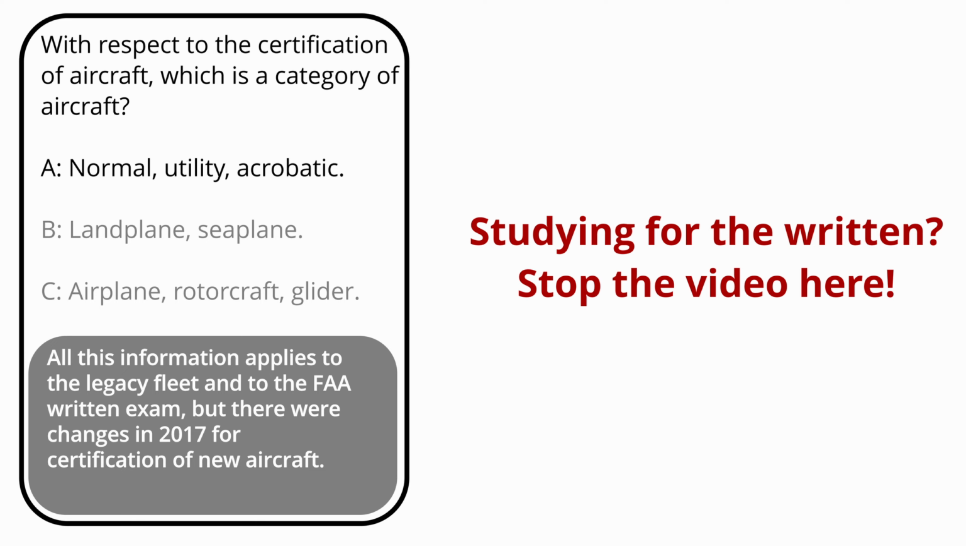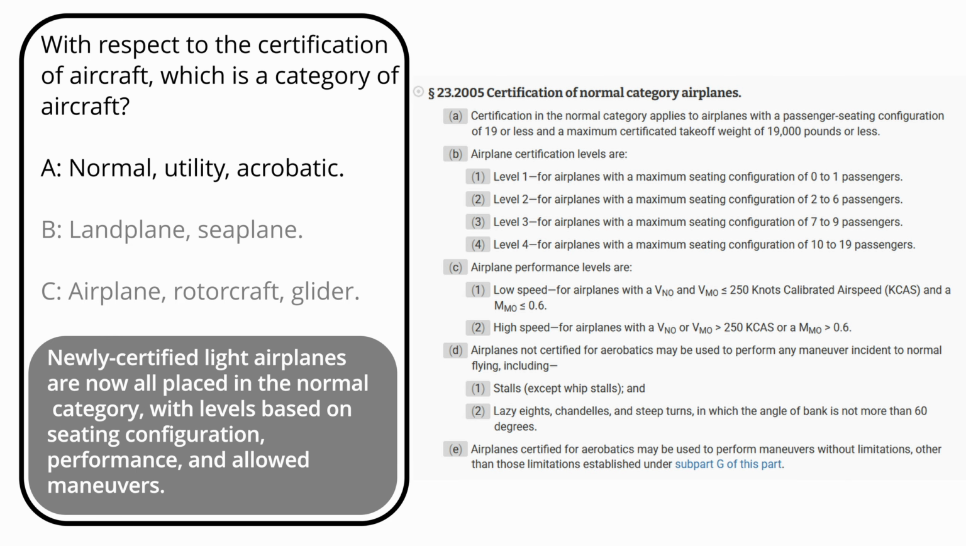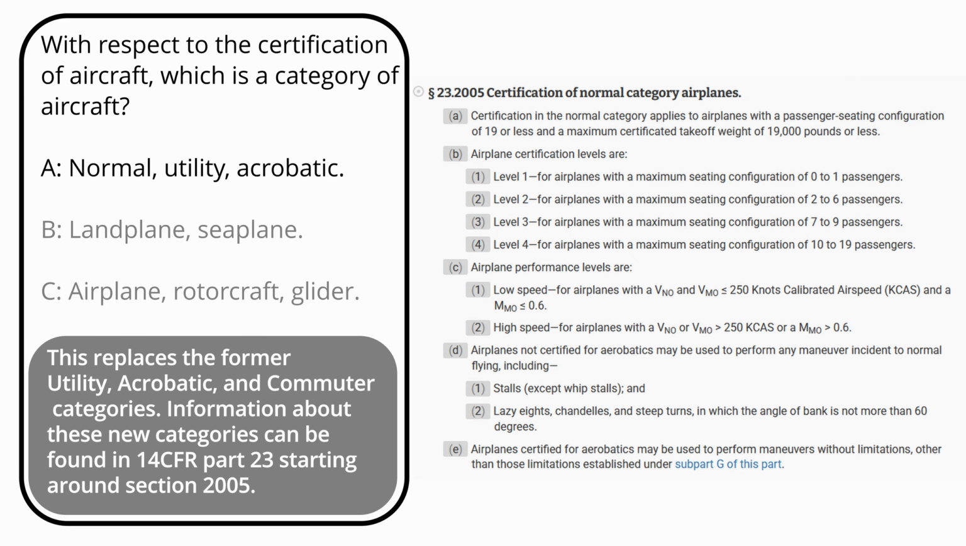All this information applies to the legacy fleet and to the FAA written exam, but there were changes in 2017 for certification of new aircraft. Newly certified light airplanes are now all placed in the normal category, with levels based on seating configuration, performance, and allowed maneuvers. This replaces the former utility, acrobatic, and commuter categories. Information about these new categories can be found in 14 CFR Part 23, starting around Section 2005.